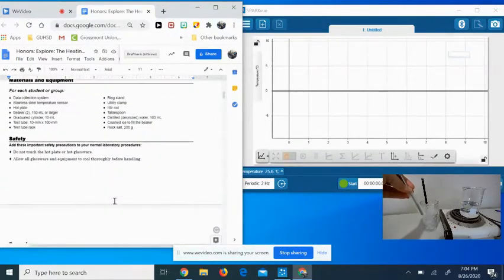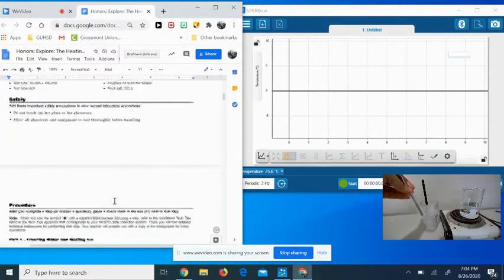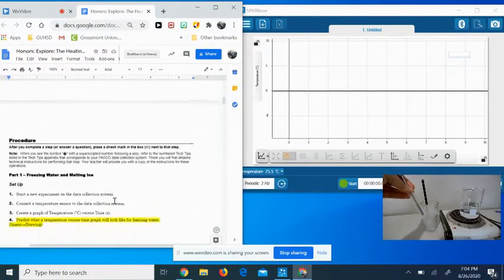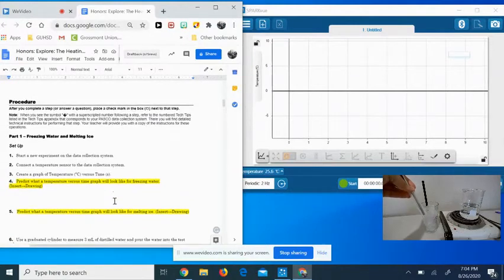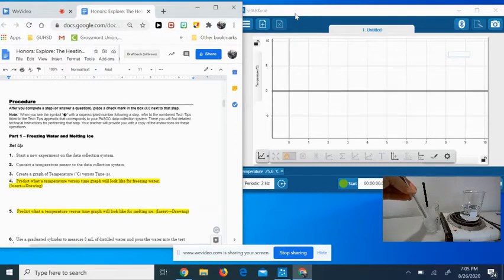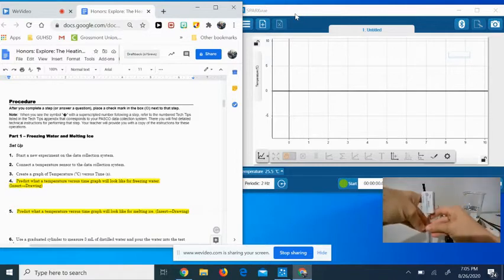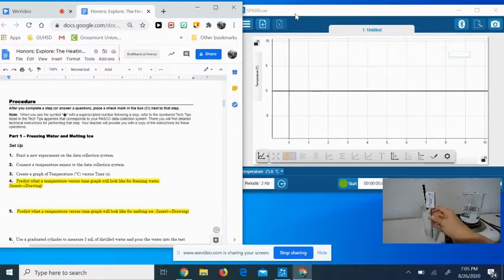Now, as you read down, you will see that what we're doing is we are taking our first setup and we're going to freeze water, and then we are going to melt ice. So we're going to start a new experiment on the data collection system, and that's what I've got right here is SparkView. So I've already got that set up for you. And then we're going to connect the temperature sensor to the data collection system. So the temperature sensor is going to be this sensor right here that I have, and it's stuck in the water, and it's going to record the temperature. So it's recording that temperature of the water.